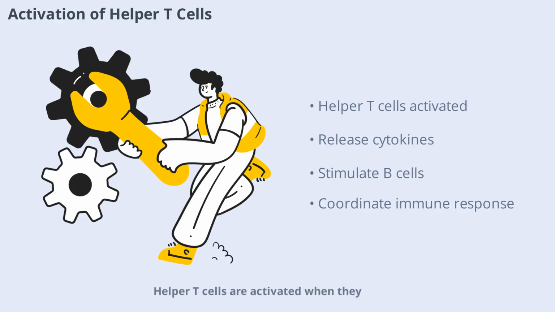Helper T cells are activated when they recognize peptides on MHC class II molecules. Once activated, they release signaling molecules called cytokines, which help coordinate the immune response. Helper T cells stimulate B cells to produce antibodies, activate macrophages, and recruit other immune cells to the site of infection. Their role is crucial for mounting a strong and effective defense against pathogens.